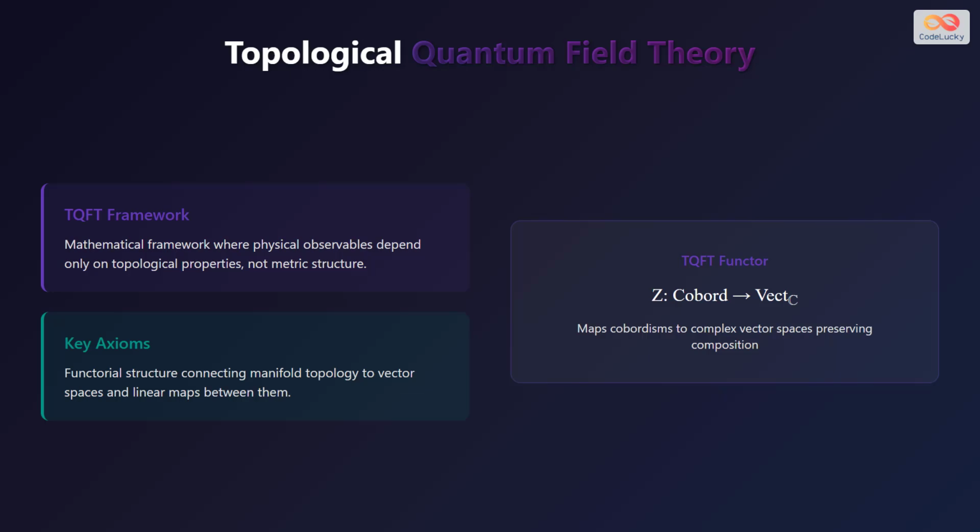Topological quantum field theory, abbreviated as TQFT, provides a mathematical framework where physical observables depend only on topological properties and not on the metric structure. A key aspect of TQFT is its functorial structure. This structure connects manifold topology to vector spaces and linear maps between them. The TQFT functor is expressed as follows: Z from Cobord to Vect_C, which maps cobordisms to complex vector spaces, preserving composition.